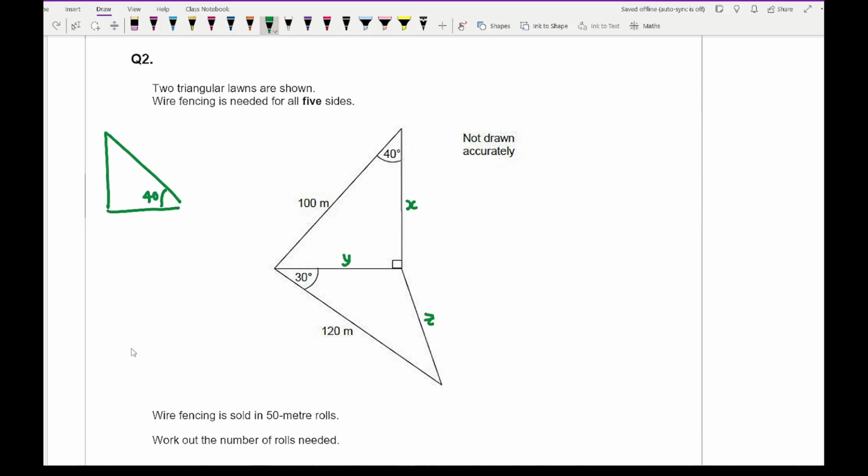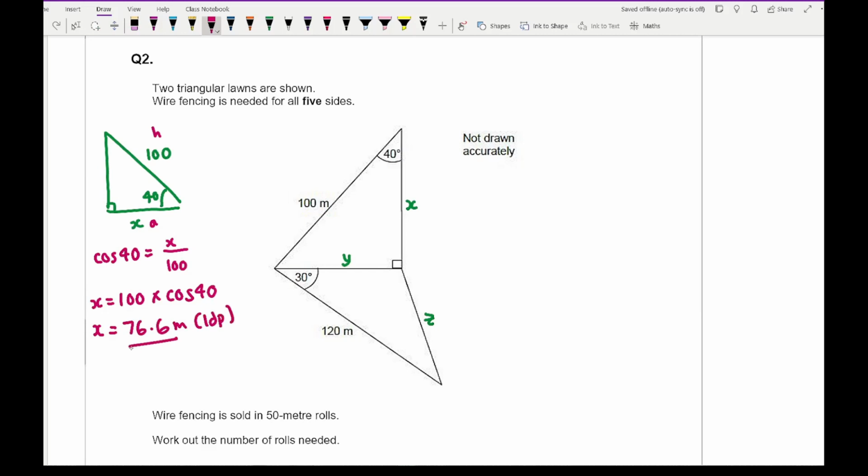So that's going to be 40, and then trying to picture which other sides are. So that's 100, and X is the side that's got the 40 degrees and the right angle. So looking at this, I'm going to be labeling that as the adjacent. So I'm going to be using cos 40 equals X over 100. So X equals 100 multiplied by cos 40, and that gives me an answer of 76.6 meters, and that's to 1 decimal place.